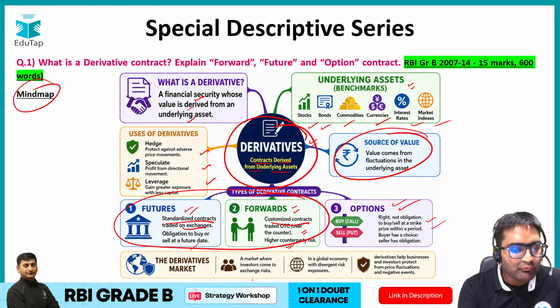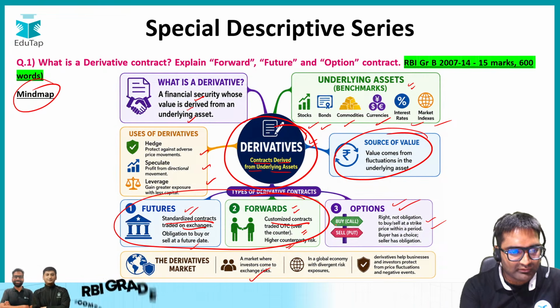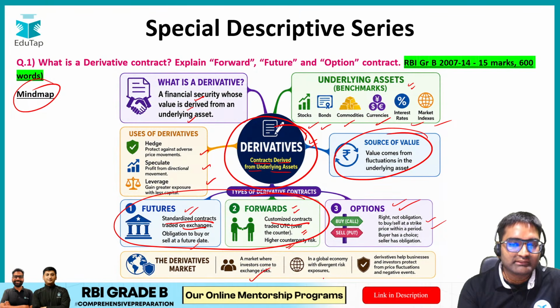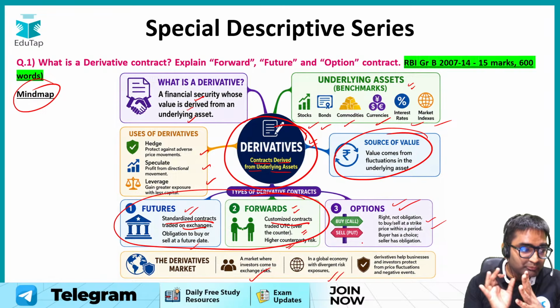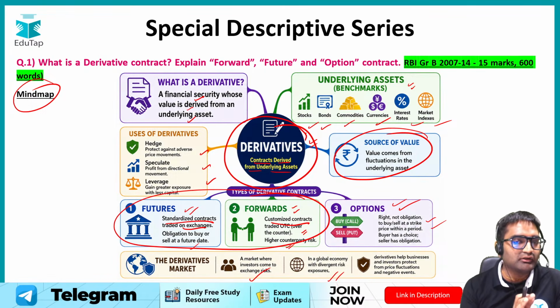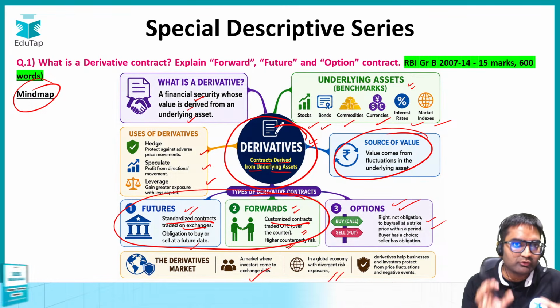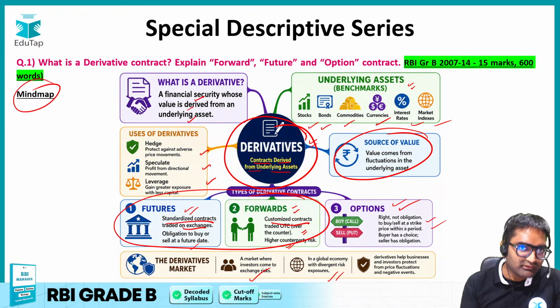Now apart from that, going for the conclusion, you may mention a market where investors come to exchange their risk in the global economy with divergent risk exposures. These derivative markets and contracts actually play a very good role so as to reduce the risk with respect to various transactions.